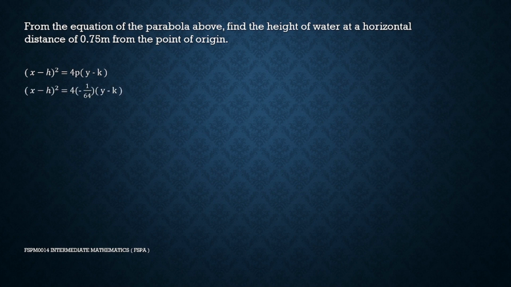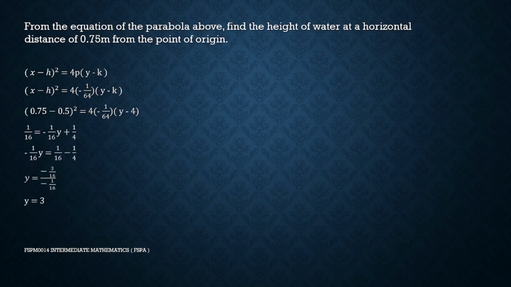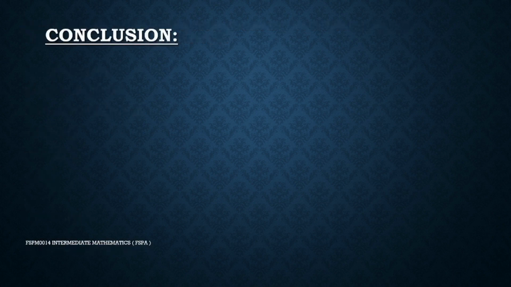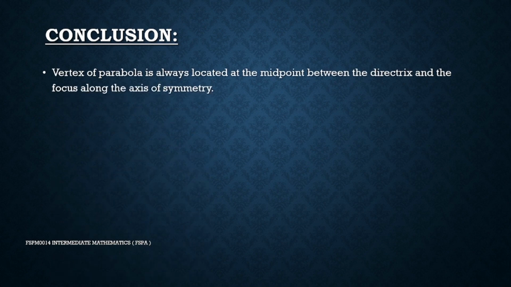Just now we already found that p is equal to negative 1 over 64, and we can get x and y from the equation. Here x is 0.75 and y is unknown, so we substitute all of them into the equation. We calculate and rearrange until the end, and we get y equals 3, so the point we get is (0.75, 3).